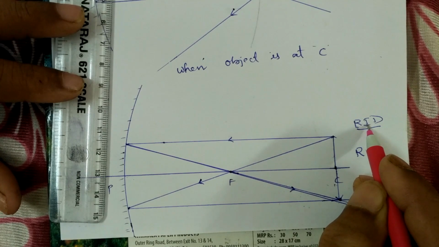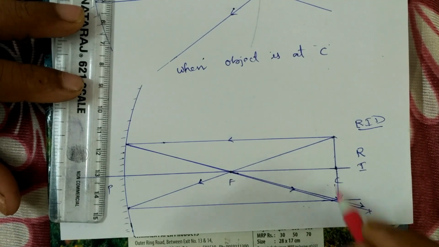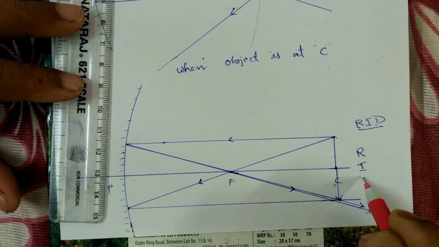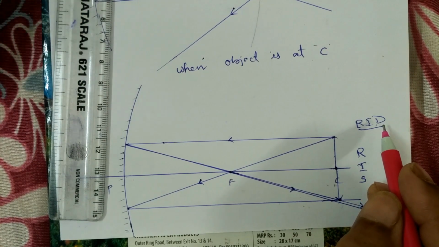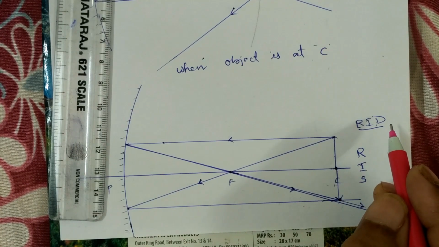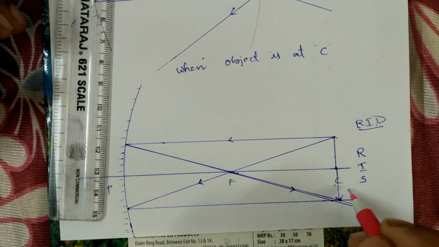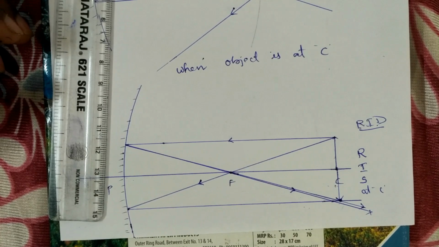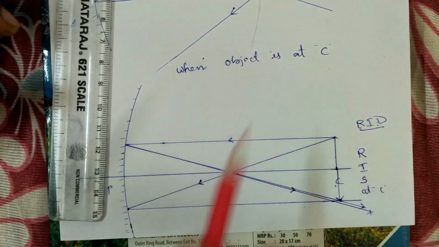Inverted or erect. So it is an inverted image. Diminished or enlarged. Same size. So if you say diminished, you have to think of the three things: diminished, same size, enlarged. So same size, placed at C itself, right? So these are the characteristics of the image formed when the object is at C.